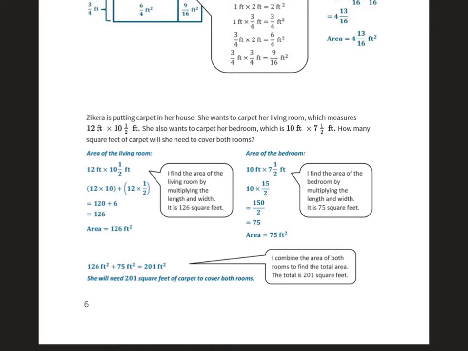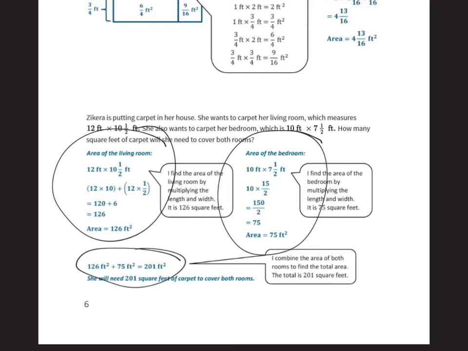So here they had to find the area of the living room first, and they said that was 126 square feet of carpet. Then they found the area of the bedroom next. That was 70 square feet of carpet. And then they added those two together to figure out the total square footage of carpet they were going to need to cover both rooms. And it was 201 square feet. So again, all we're doing today is multiplying mixed numbers or whole numbers and mixed numbers. And we're doing that using the area model.